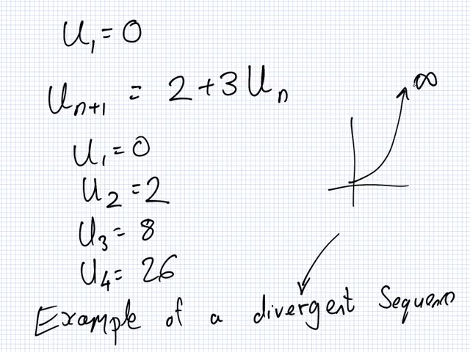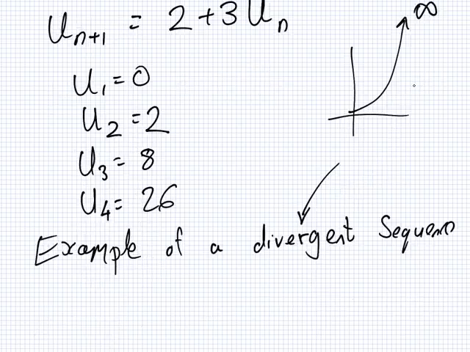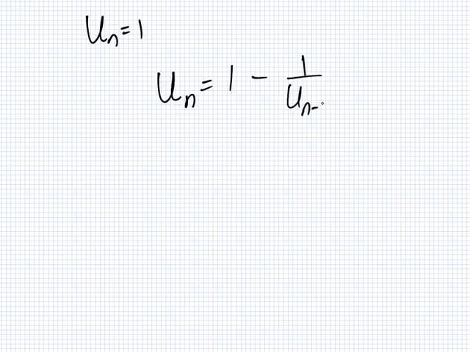I'll give you another sequence I want you to try. Try this one. u1 equals 1. un equals 1 minus 1 over un minus 1. Now, you mean u1 is 1? Yes, u1 is 1, thank you.